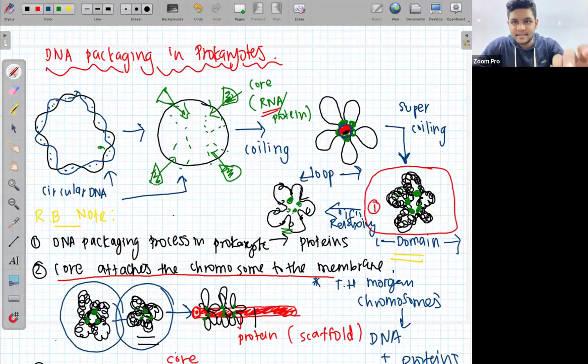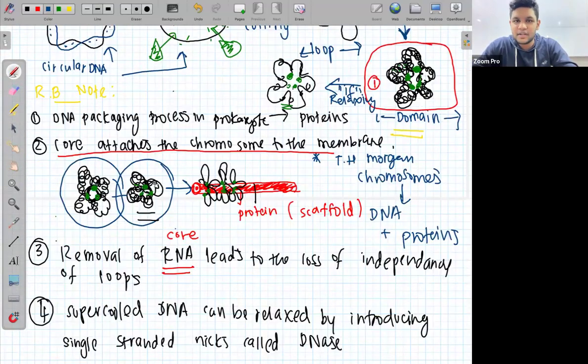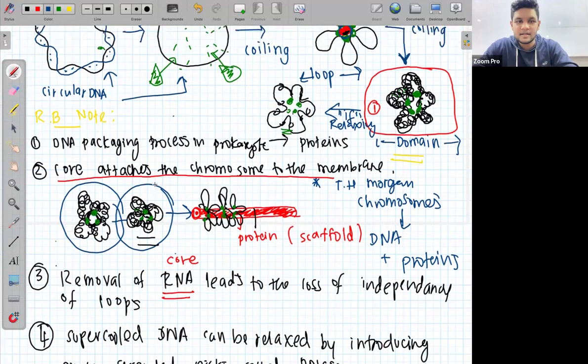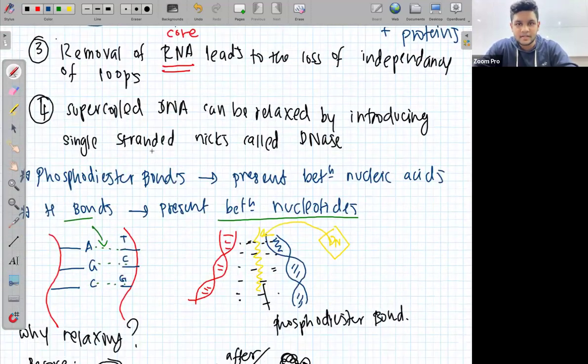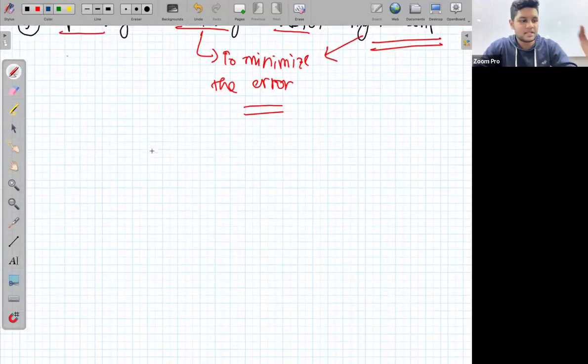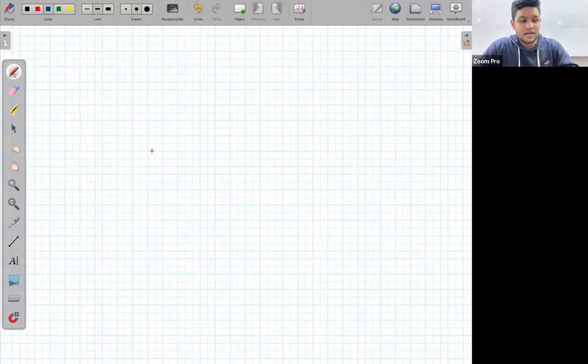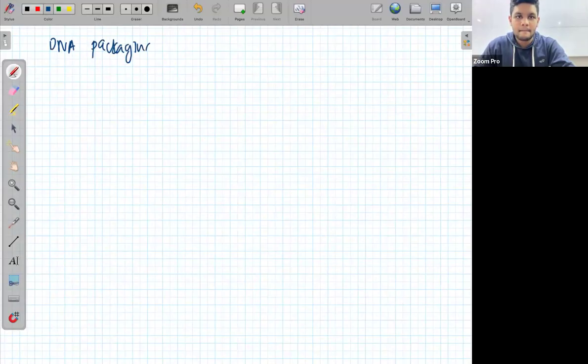If you understand this, DNA packaging in eukaryotes is nothing. It's a small one compared to this. Let's finish it, and then the DNA packaging topic will come to an end. Last one, keep that focus, and we can quickly finish it. Now, DNA packaging in eukaryotes.